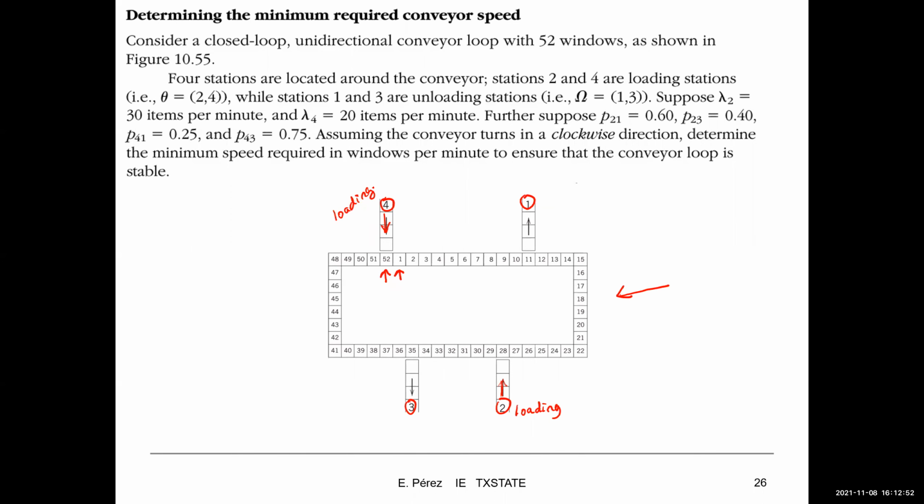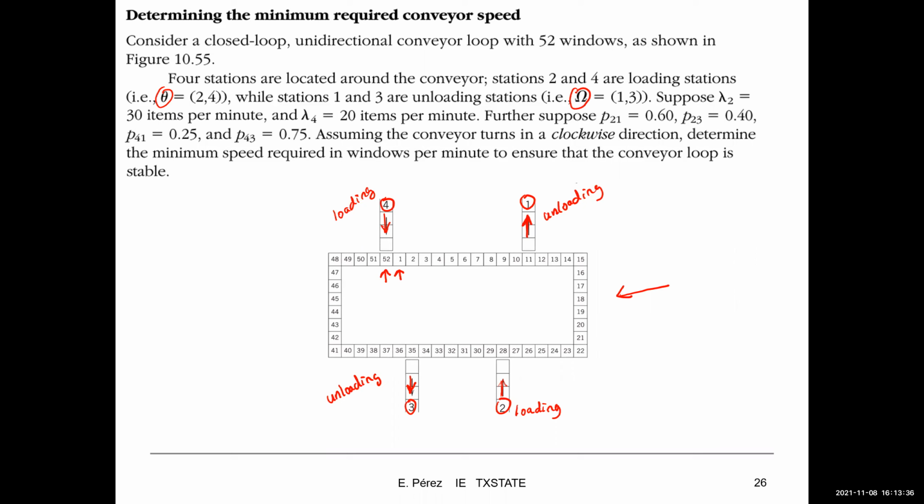While stations 1 and 3 are unloading stations, you can also see that here with the flow. So this is unloading. So 2 loading and 2 unloading stations. And we can define these 2 sets: theta as the loading stations, 2 and 4, and gamma as 1, 3 for the unloading stations.